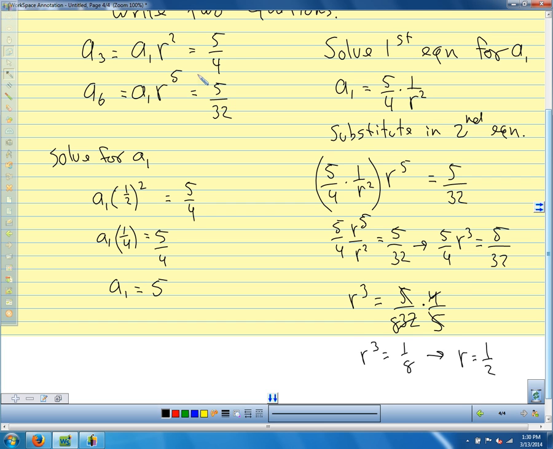So I solve for R, substitute that into the other equation. Then I substitute that into this first equation to find A1. And now we can solve our problem.